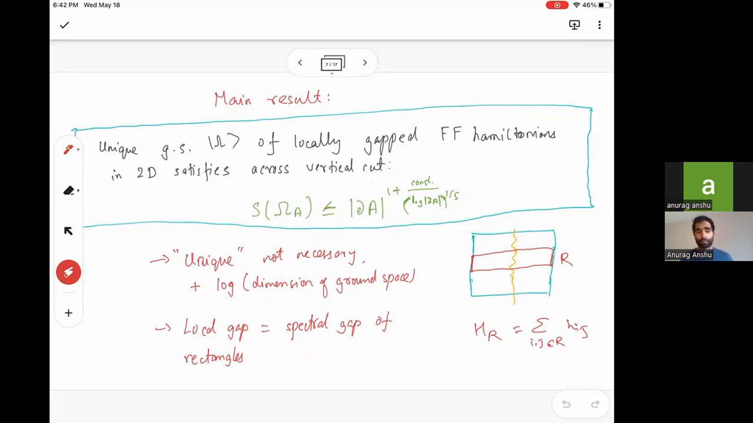for non-unique ground states. The notion of local gap is basically the spectral gap of the Hamiltonian defined on all rectangles that look like this across the cut. So given this cut, all the rectangles that go in this way, we look at the Hamiltonian and we sum over all the terms that belong to the rectangle, and we require that the spectral gap is constant for all these regions. So under these assumptions, frustration freeness and local gap, we can show this area law property in 2 dimensions.